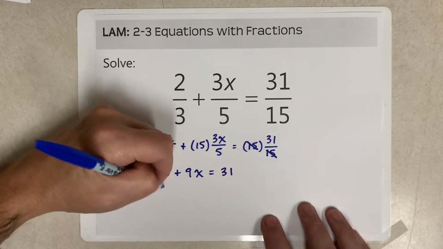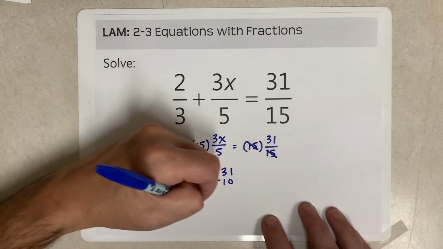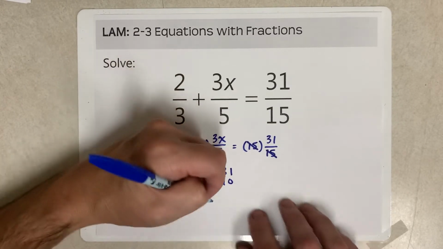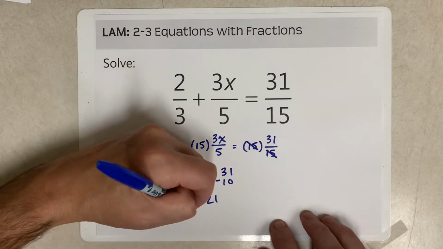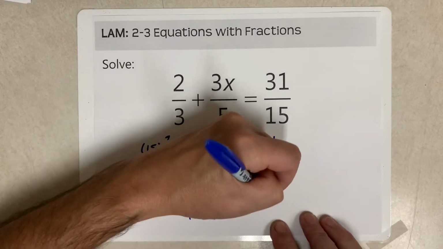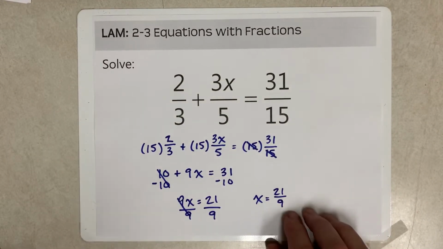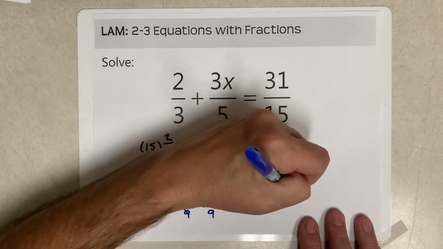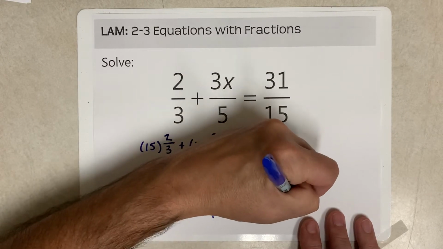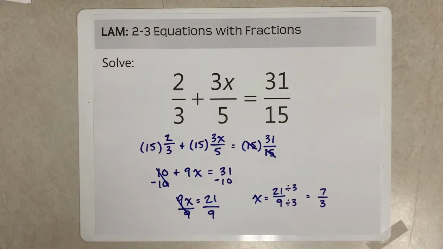So now we're going to subtract 10 on both sides. Bring down my 9x equals 31 minus 10 would be 21. Divide by 9. And so x is equal to 21 over 9. But we do realize that both these numbers, you can divide them by 3 and simplify it. So divide by 3, and we should really get 7 over 3 for our final answer for that one.